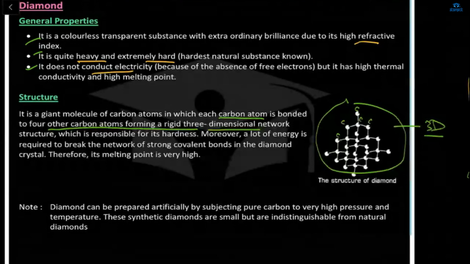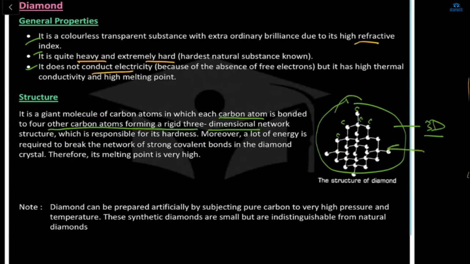And this is very hard, and a lot of energy is required to break it. If we want to break this strong covalent bond of diamond, what do we need? We need a lot of energy to break this. Why? Because its melting point is very high. That's why we need a very large amount of energy to break diamond.